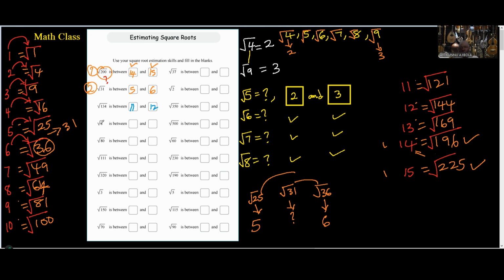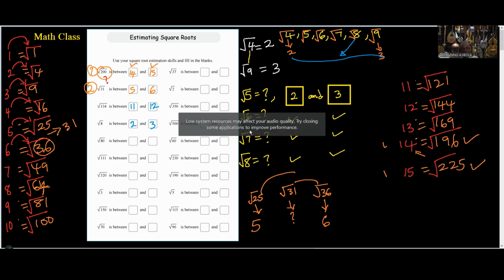Yes, sir. Where should the square root of 8 be? Square root of 8. Mm-hmm. 8 is between 2 and 3. Okay. Yeah, 2 and 3. Even if you look at the board, can you see we have even done it here before? 8 is between them, yes or no? Yes. Good. Do the next one.